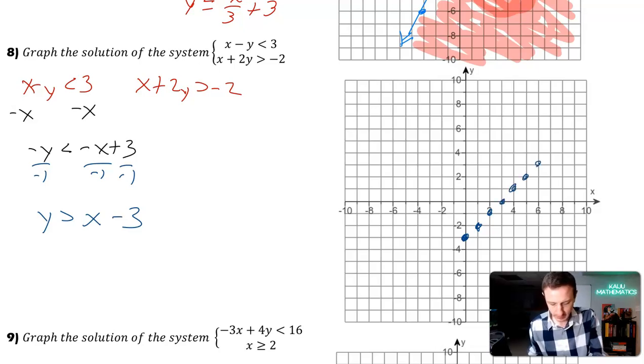And what do we want? We want a dotted line. So let's put a dotted line here.